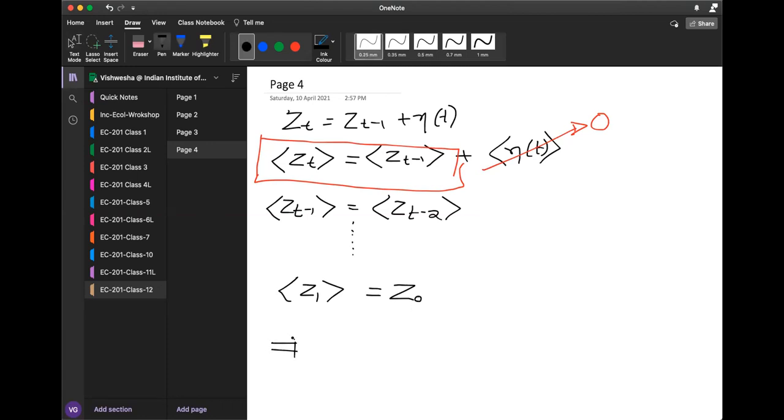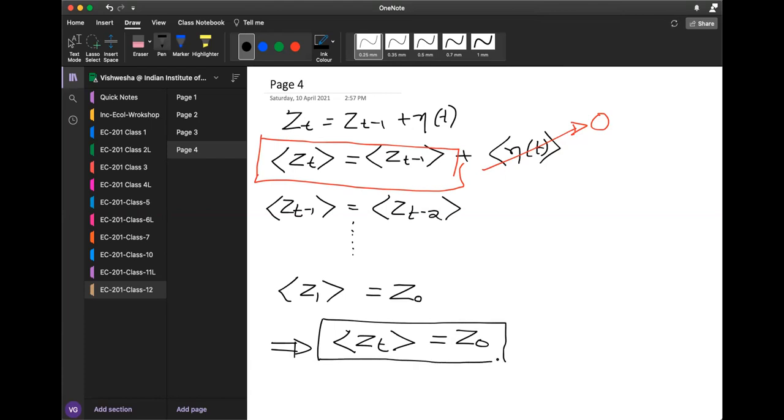So what is the consequence of this? Basically the average of z_t is the same as that of z_{t-1}, which can be written as z_{t-2}, right? Now we know that the same will be true between t minus 2 and t minus 3. Therefore again I can replace this by t minus 3, t minus 4, and so on, until z_1 and finally z_0. So if I do this recursively, what do I find? The average location of the animal after t time steps is the same as the starting location. Does that make sense?